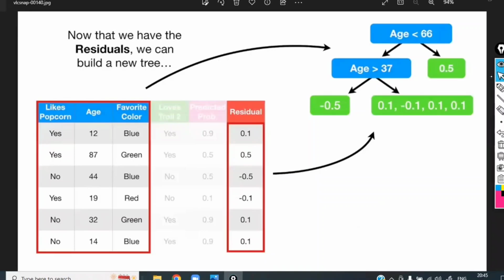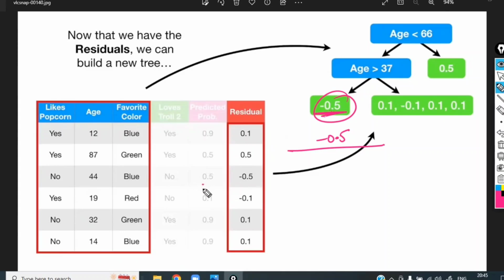Now you have created one more decision tree. Once the decision tree is calculated, what do we have to do? Again, we have to transform each leaf node. How do we transform? Again, we have to apply the formula. For this leaf node, we apply the formula: minus 0.5 divided by, what is the previous probability of this record?